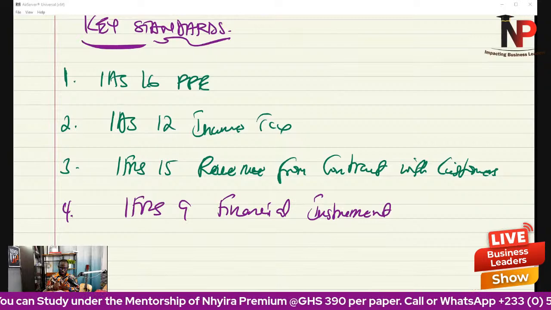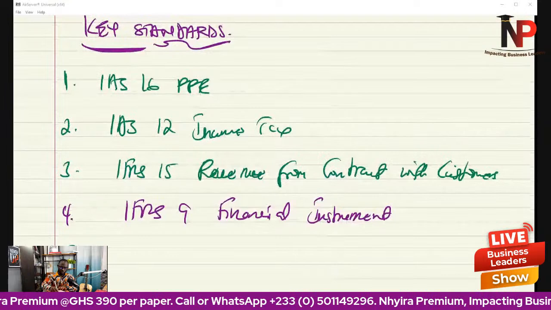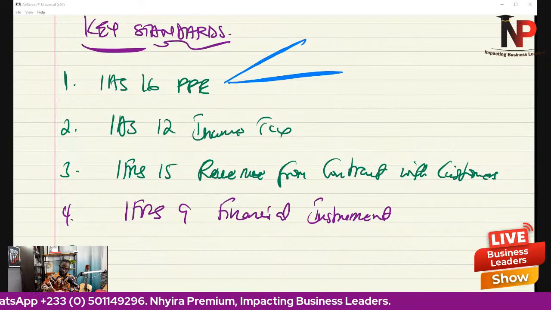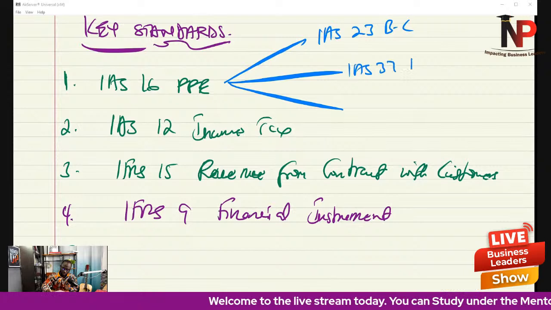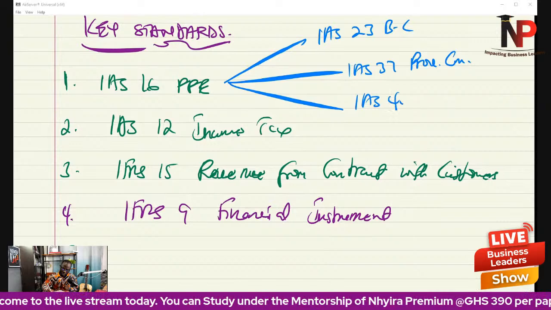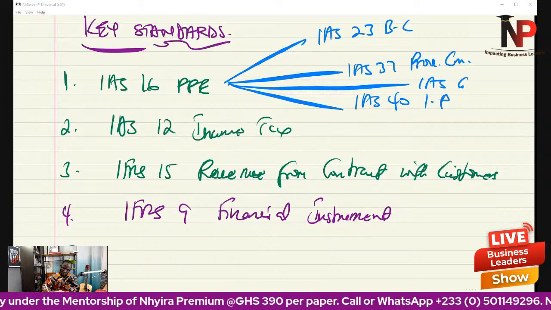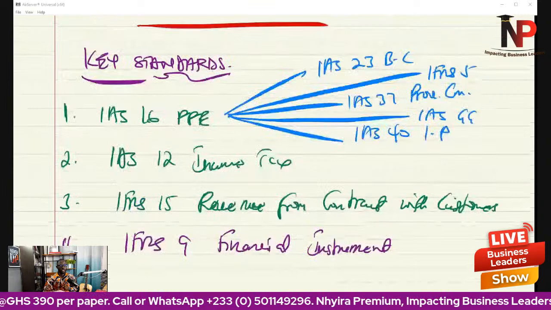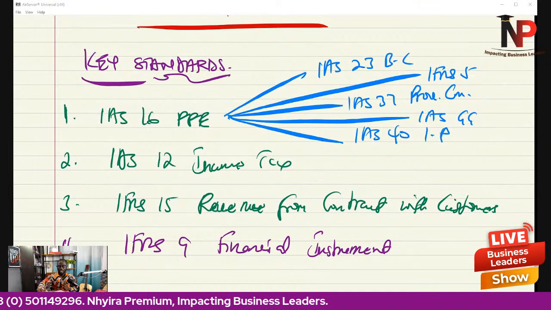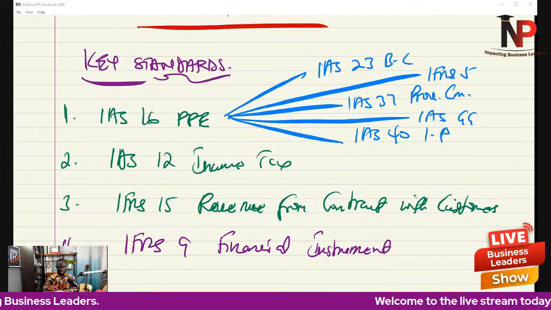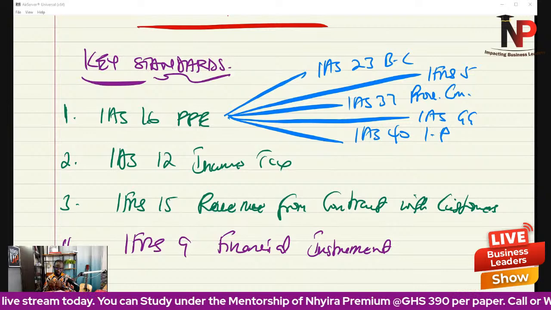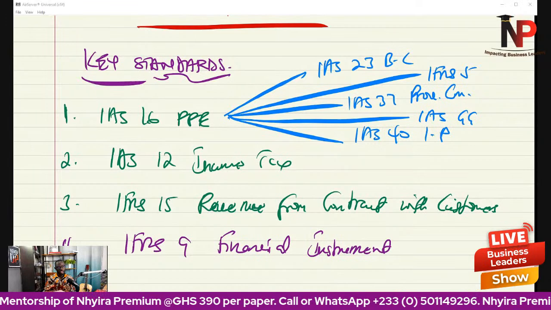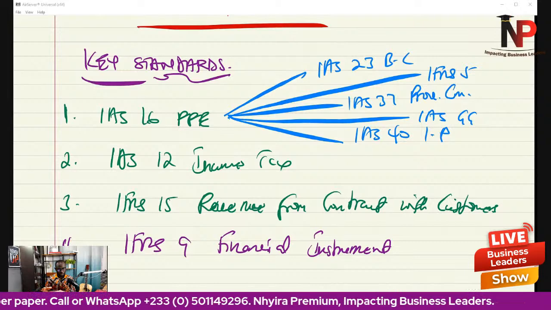Now, let me say this even before I proceed. When you are doing IAS 16, it doesn't work alone. There are a number of standards that go along with IAS 16. They include IAS 23, borrowing costs; IAS 37, provisions, contingent liabilities, contingent assets; IAS 40, investment property; IAS 20, government grants; and then IFRS 5, non-current assets held for sale and discontinued operations. These are standards that you have to learn and know about in addition to IAS 16. So IAS 16, IAS 12, IFRS 15, IFRS 9, financial instruments, you need to know these standards pretty well.